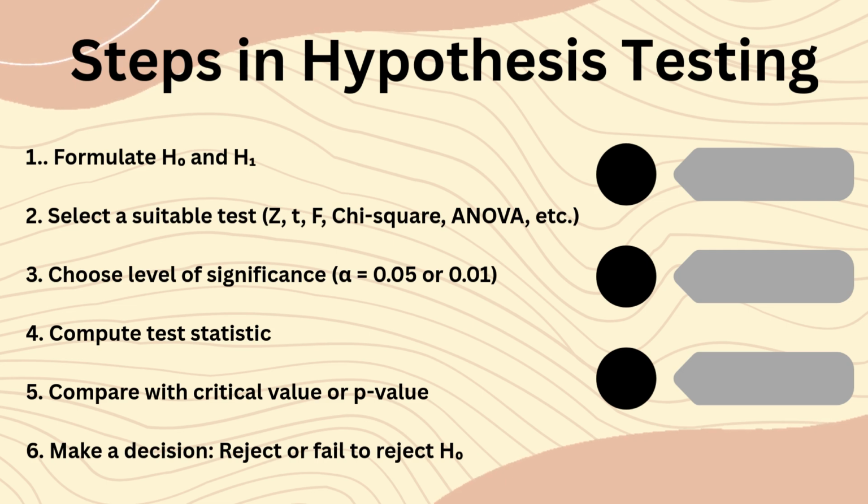Step 6. Conclusion. Based on the comparison, we conclude. If we reject null hypothesis, there is evidence to support the alternative hypothesis. If we fail to reject null hypothesis, there is not enough evidence. The null hypothesis stands. Important, we never accept the null hypothesis. We only say fail to reject.